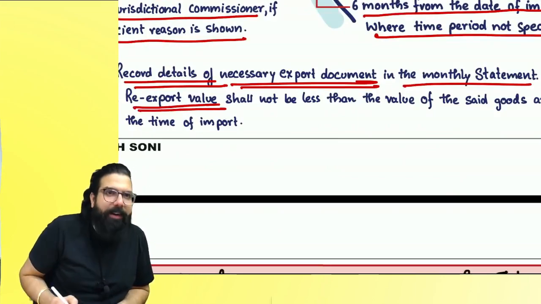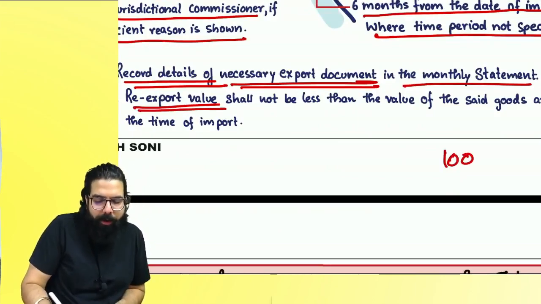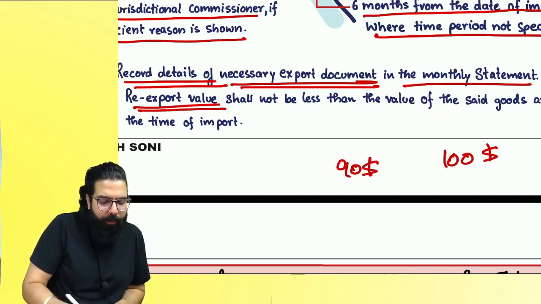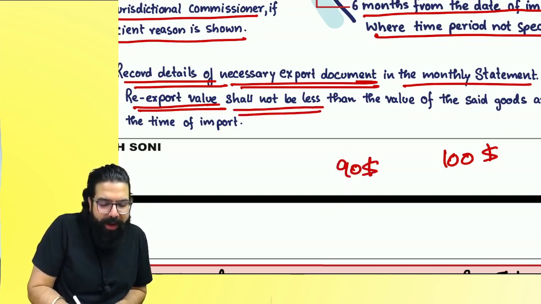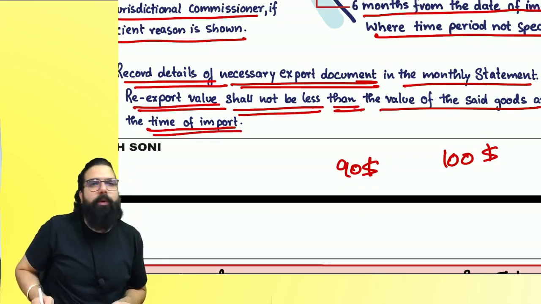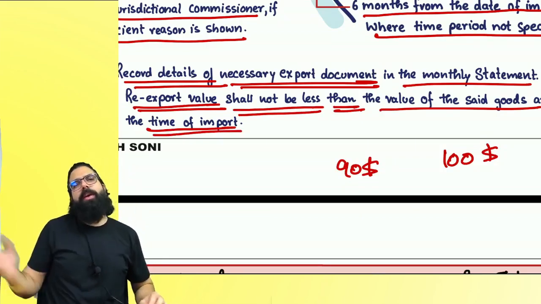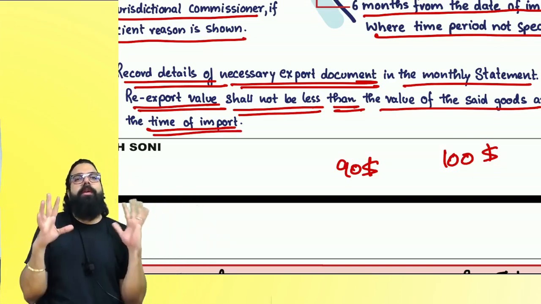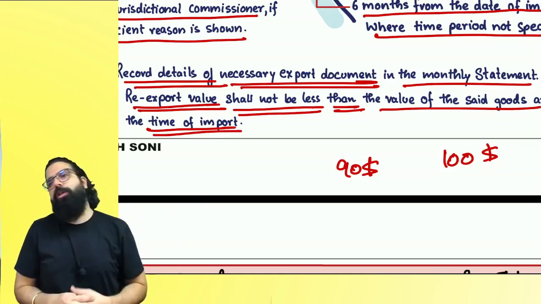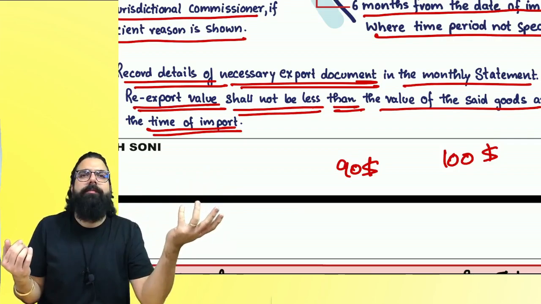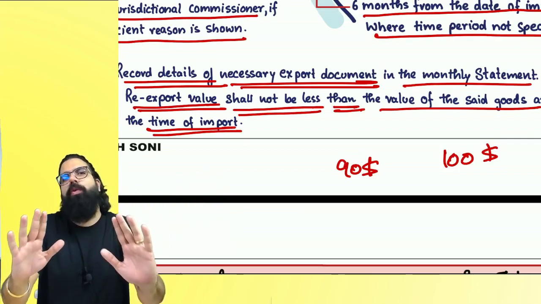Re-export value, people listen. You imported, you spent $100. When you re-export, the value of the goods is only $90. People listen to me very carefully. Re-export value shall not be less than the value of the goods at the time of import. They are telling that when you imported, you had spent $100. When you are exporting, the value should not fall. It should not become less. That's all. Because when you imported, you spent $100, when you are re-exporting, the value should not fall down.